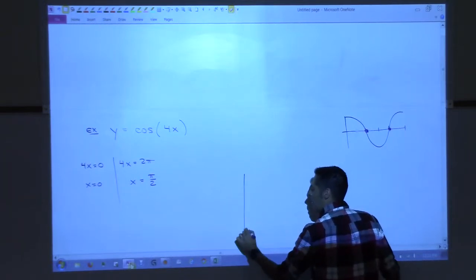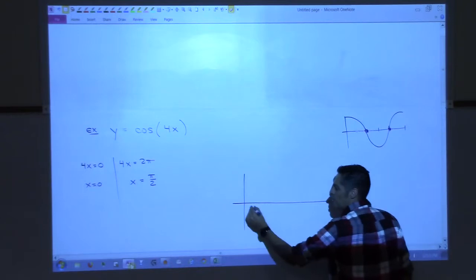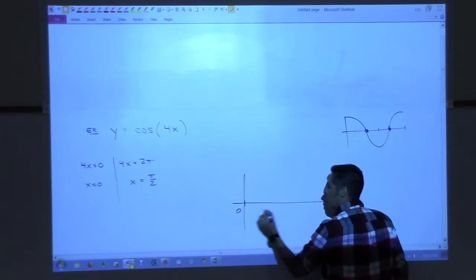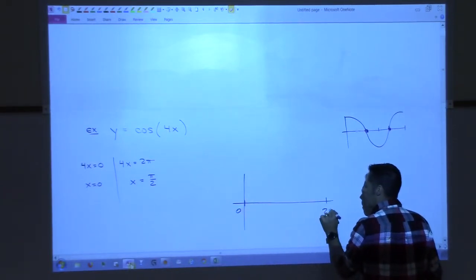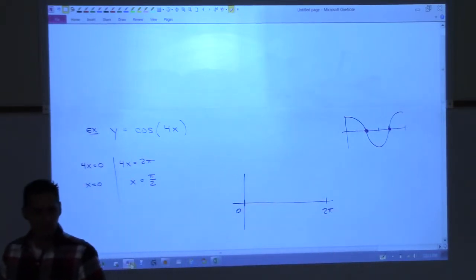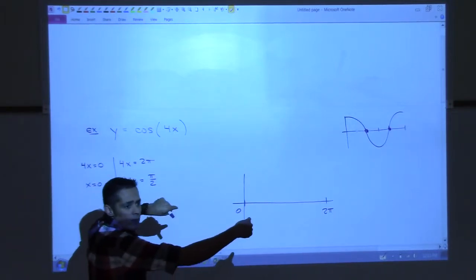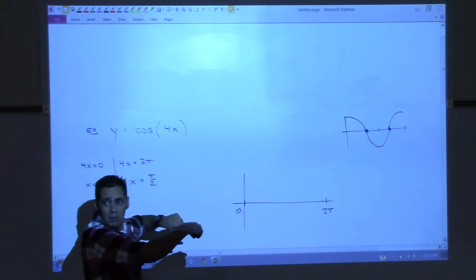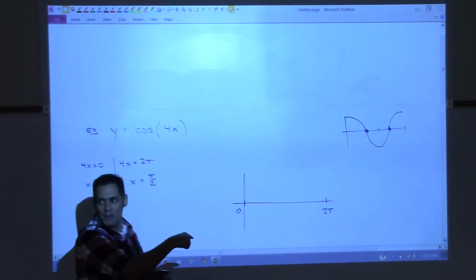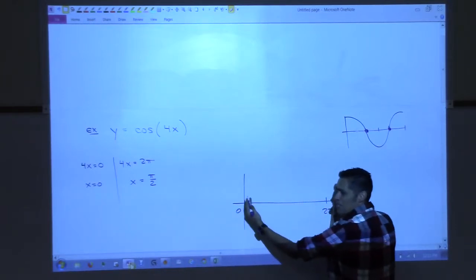So I'm going to come to my graph, and I'm going to mark off 0 and 2 pi. And notice I did not put dots there. Because this is cosine, not sine. Sine has x-intercepts at the ends, right? And then one in the middle. This is a cosine function. It doesn't do that. So I've got these two just marked out.